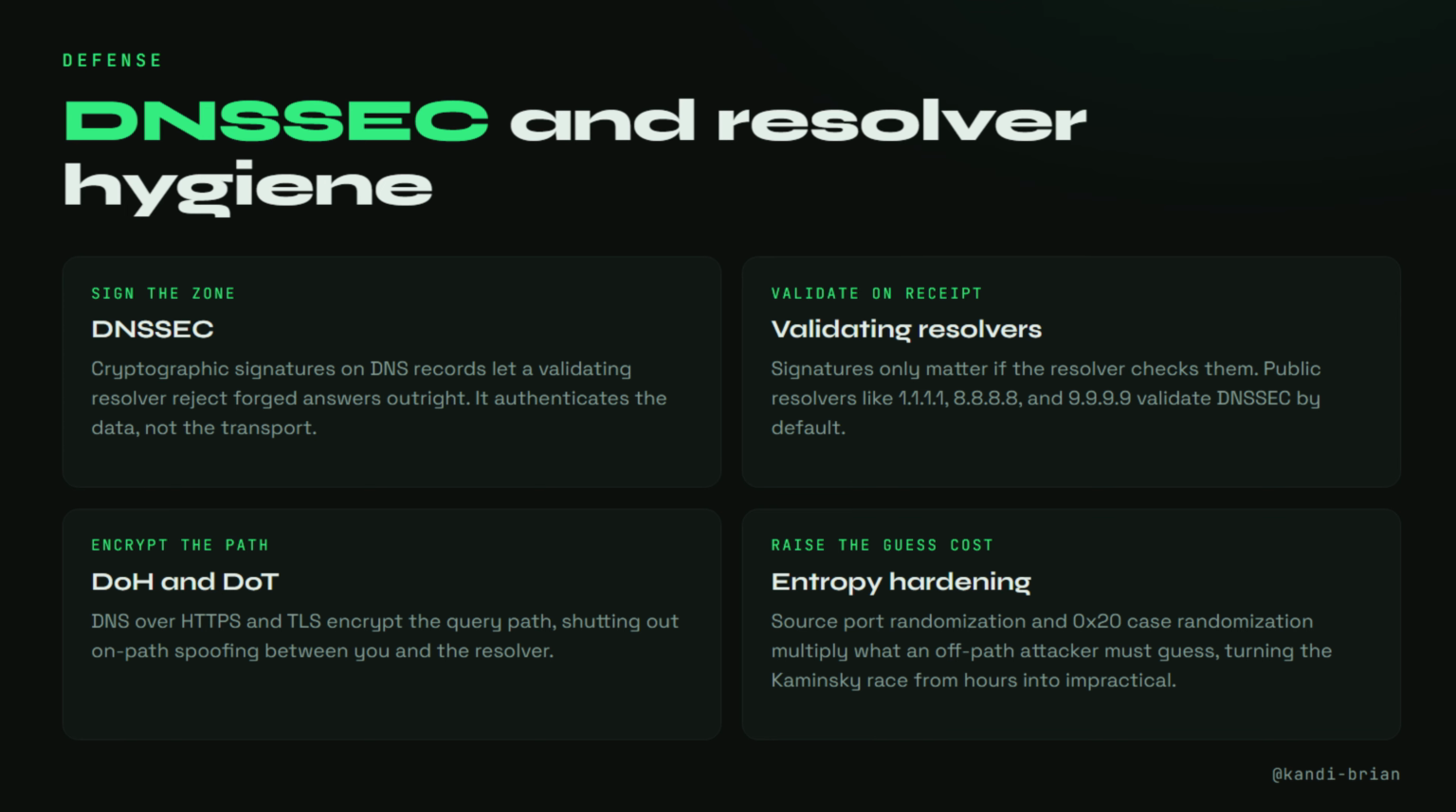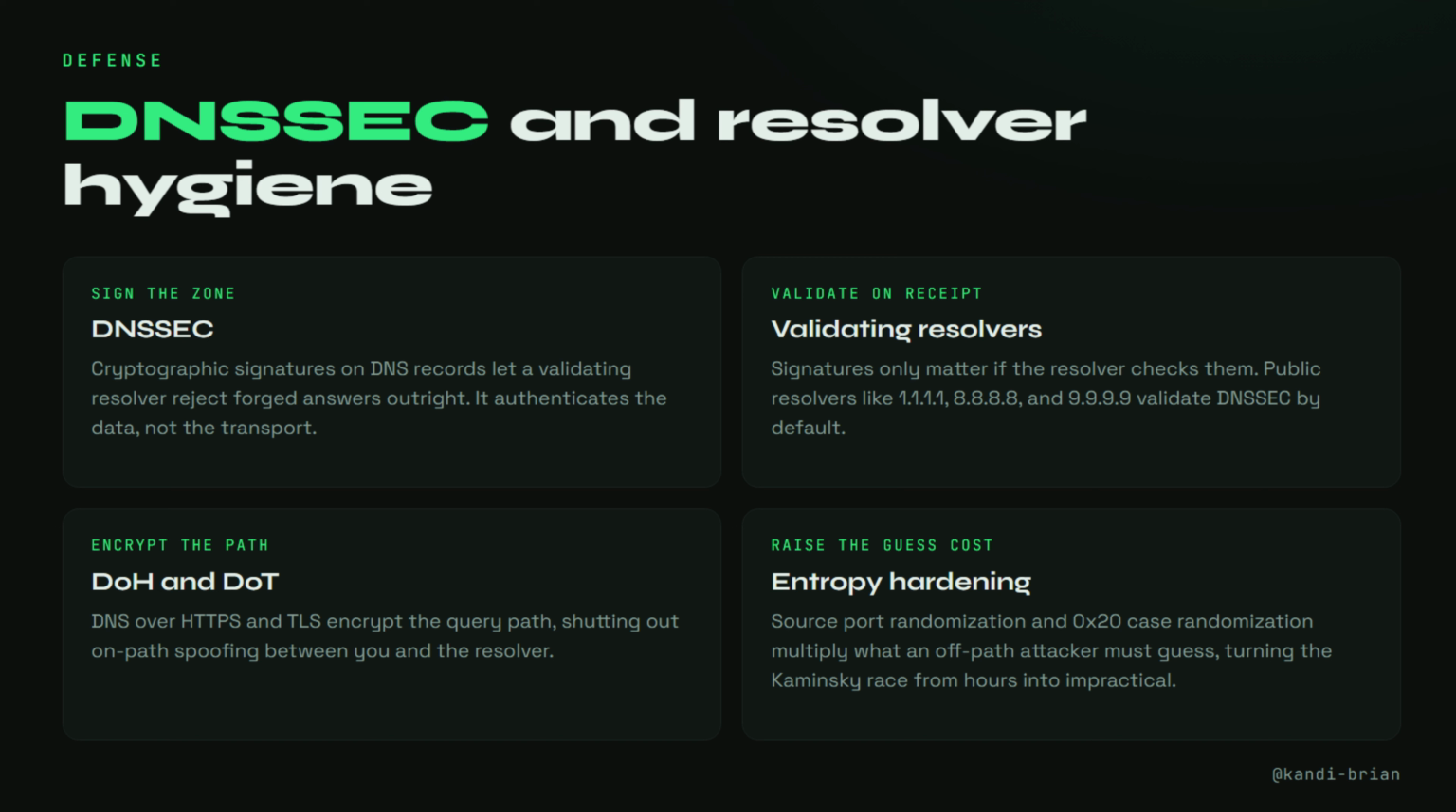A defense at the resolution layer starts with DNSSEC. Zone operators cryptographically sign their DNS records, and a validating resolver checks those against signatures and rejects forged answers outright. One clarification, because this gets confused constantly. DNSSEC authenticates the data. It is not encryption, and it does not hide your queries.